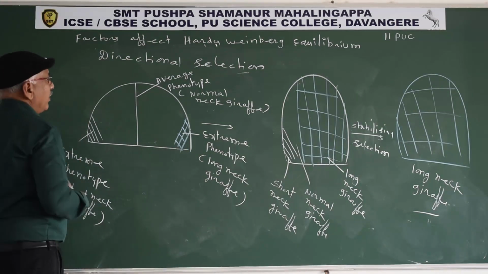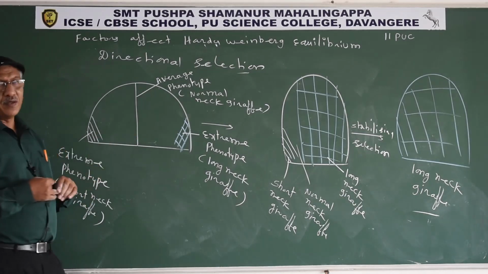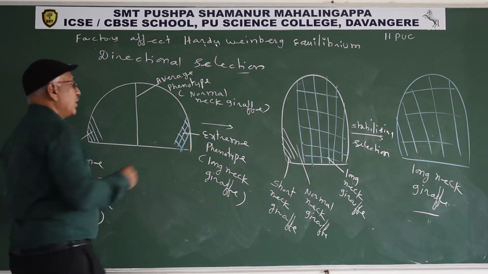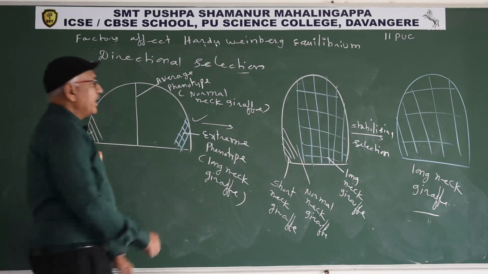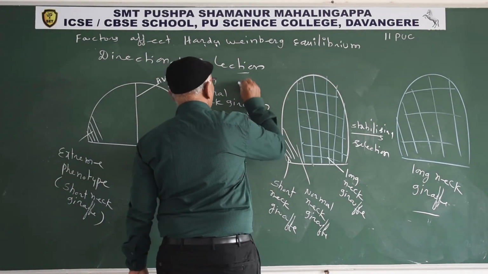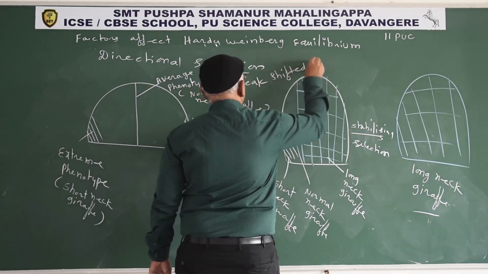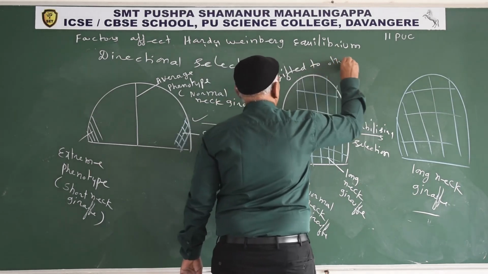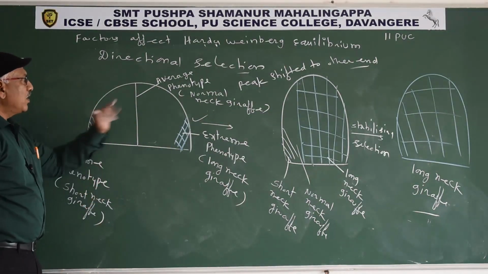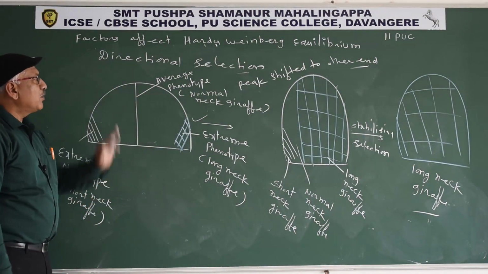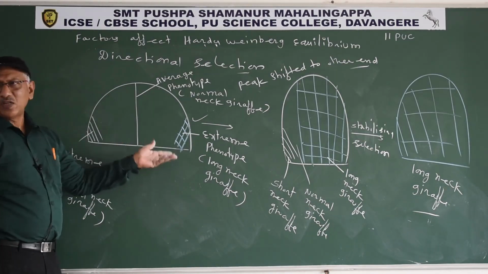Directional selection operates when gradual changes occur in the environment. At the time, it selects one extreme phenotype. As a result, the mean shifts to the other end. Means the peak shifts to the other end. So before operation of directional selection, the peak is the normal phenotype, means the average phenotype. Most of the individuals have the average phenotype.